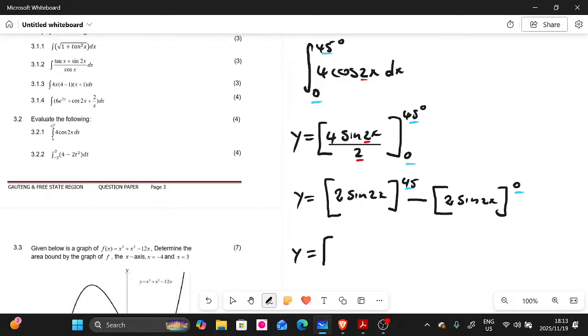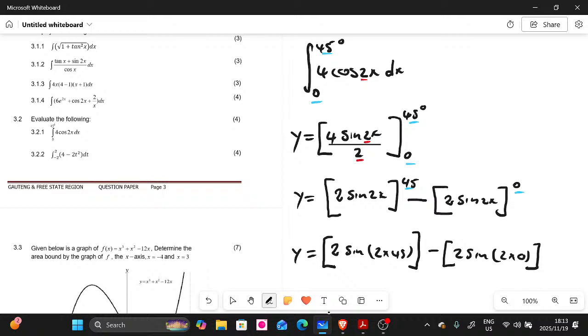So now let's substitute. In the first bracket, we have to substitute x with 45. So we have 2 sine, and 2 multiplied by 45. Remember, 2 multiplied by x, instead of writing x, we're going to write 45. We have minus. Then here we want to have 2 sine, and then 2 multiplied by 0, the lower limit.